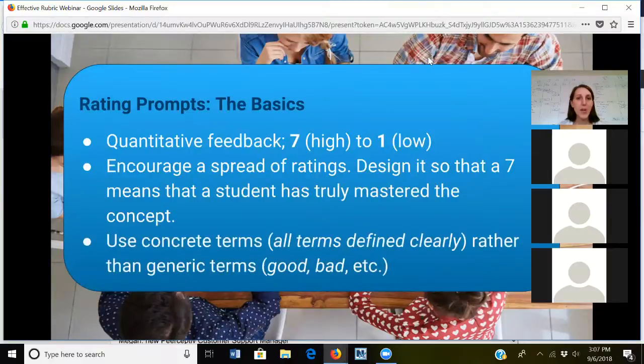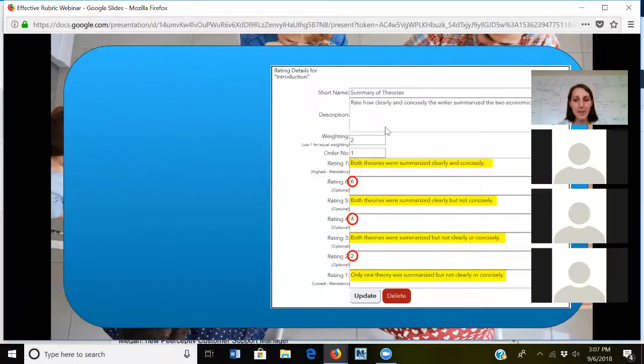You also want to use concrete terms, like all terms defined clearly, rather than generic terms, good, bad, etc., that students could interpret multiple ways and not consistently. So some other basics with rating prompts, and some of you I know have been using Perceptive for many years, and this is not new to you, and some of you it might be a little bit newer. So we're just taking it from the beginning, and then we'll talk about more advanced features in a few minutes.